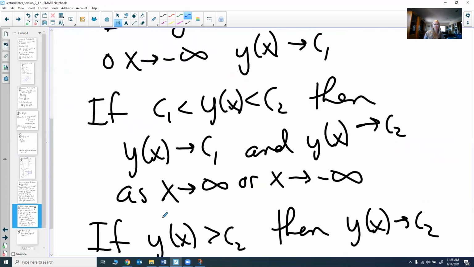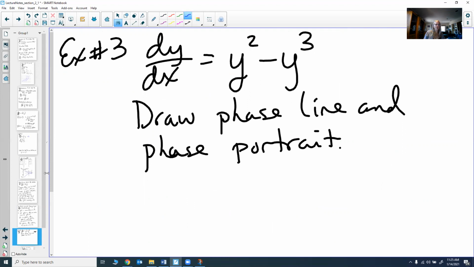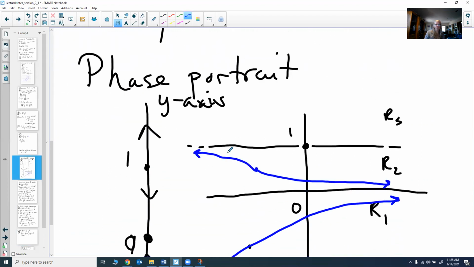And of course, the last one is if you're bigger than C2, then you're going to head to C2 either as x goes to infinity or x goes to negative infinity. In this case, if I'm up here, we are increasing, so we know we're going to be going upward from here.